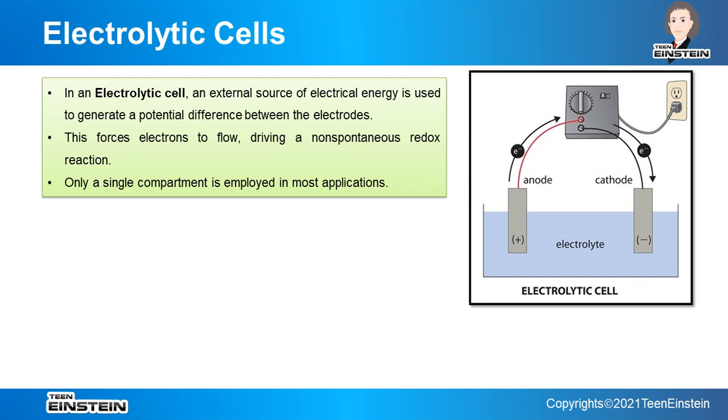Now we will come to the electrolytic cell. In the electrolytic cell, the opposite process takes place. Electrical energy is converted to chemical energy to bring about non-spontaneous reactions. So in the electrolytic cell, an external source of electric energy is required so that we can forcefully produce a potential difference between these two electrodes.